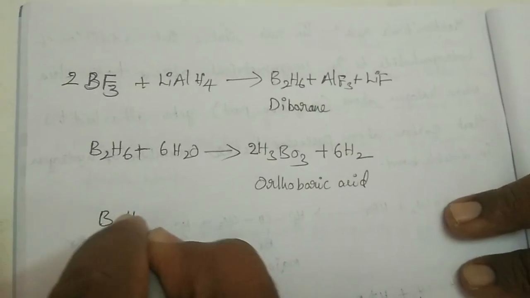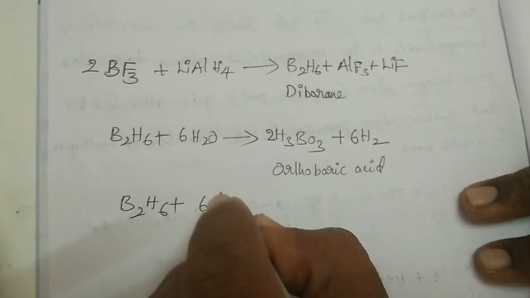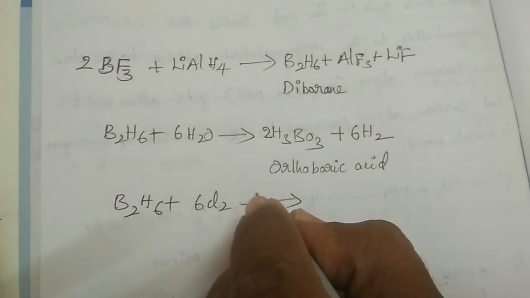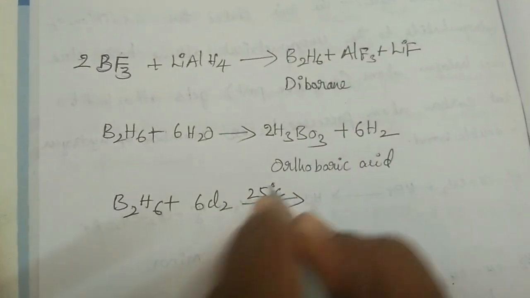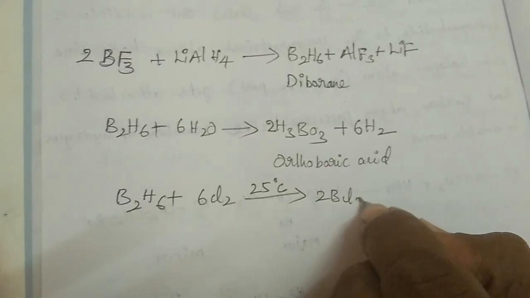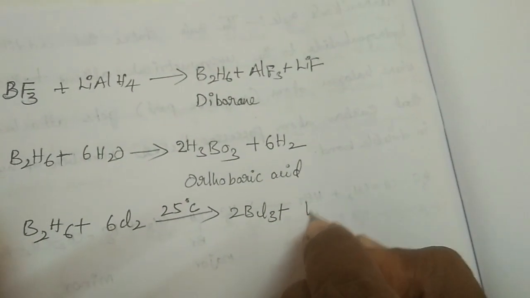Diborane reacts with halogen at room temperature. It forms boron trichloride by releasing HCl.